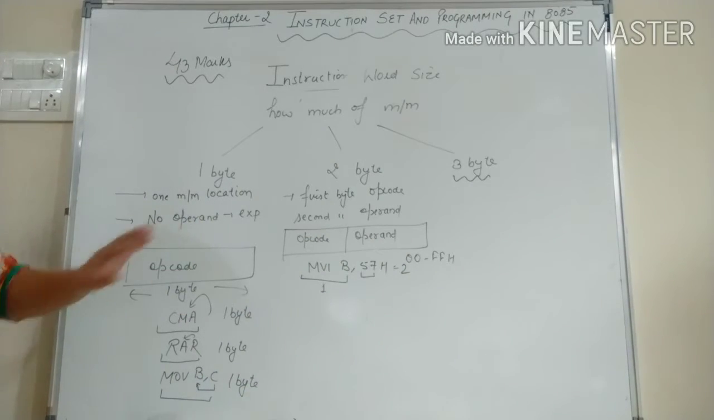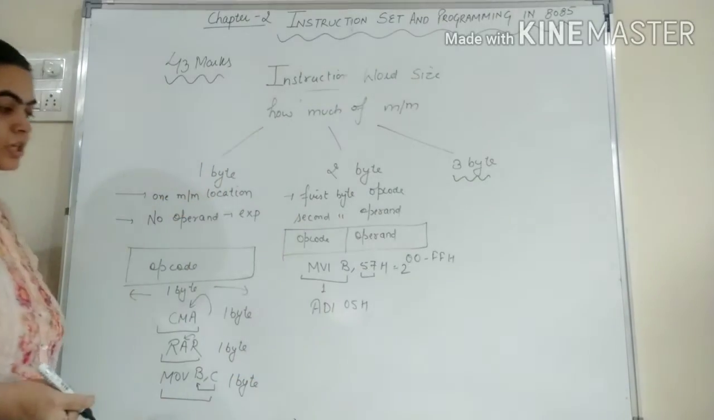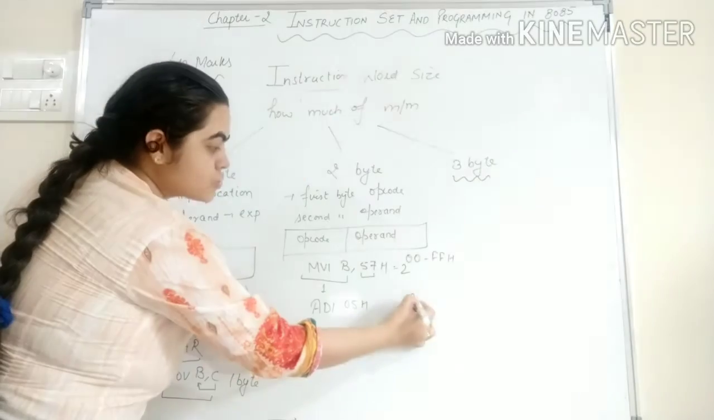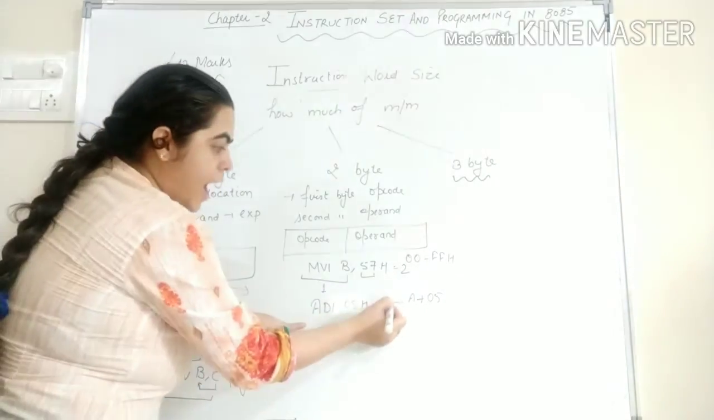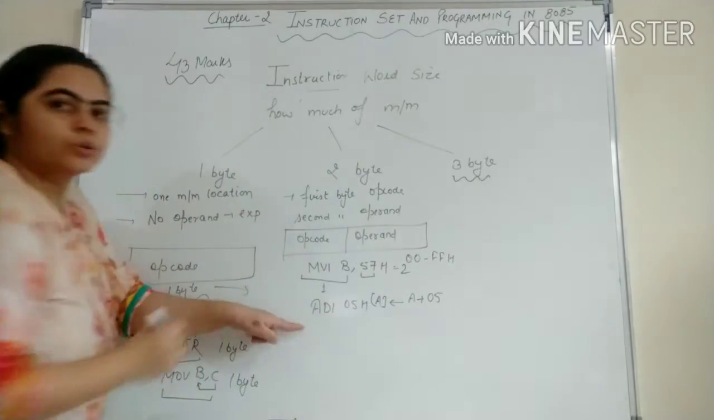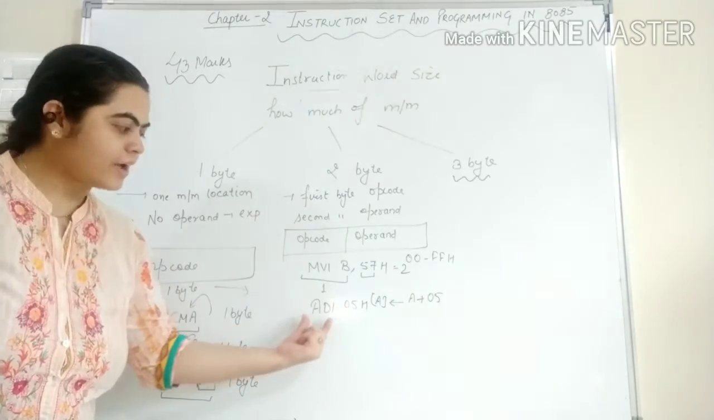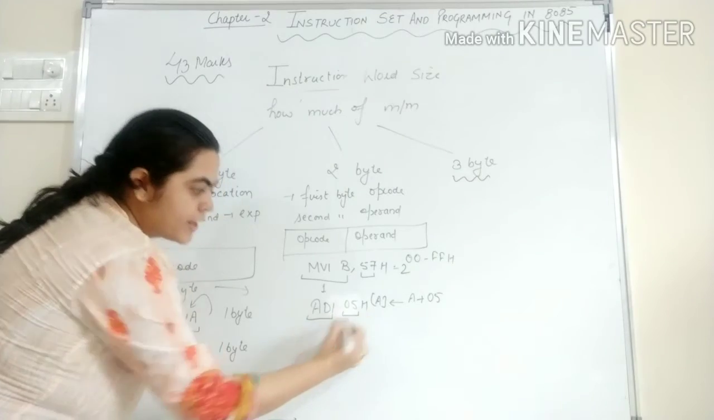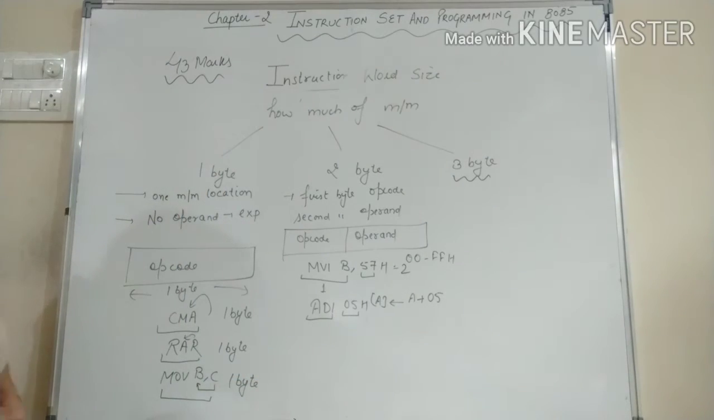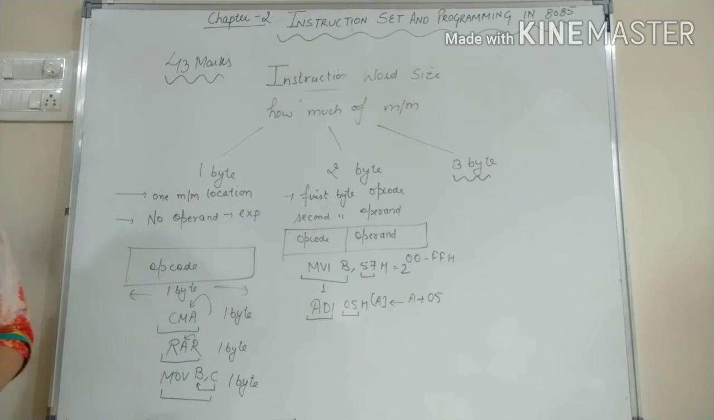Next example we can take, that is ADI 05H. In the case of this instruction, we add the contents of the accumulator with the data given in the instruction, and the result is finally stored in the accumulator again. In this case this is the data while this is the opcode. The opcode occupies 1 byte of memory, and the data occupies again 1 byte of memory. So overall this instruction occupies 2 bytes of memory.